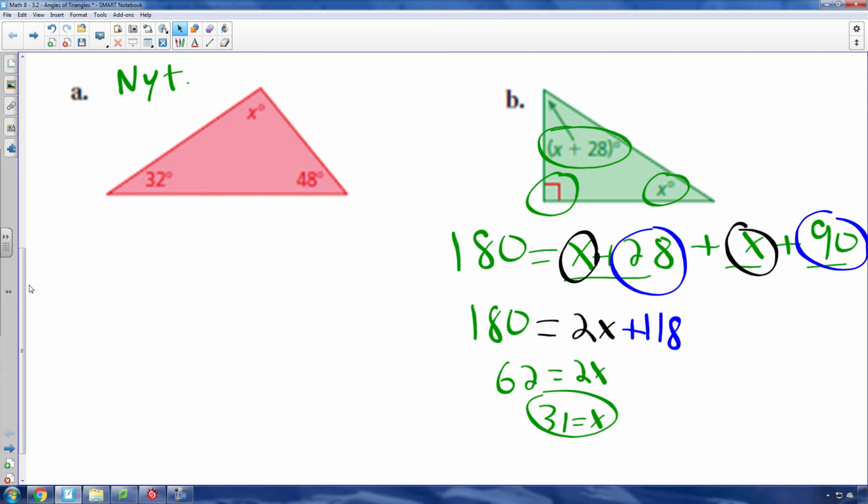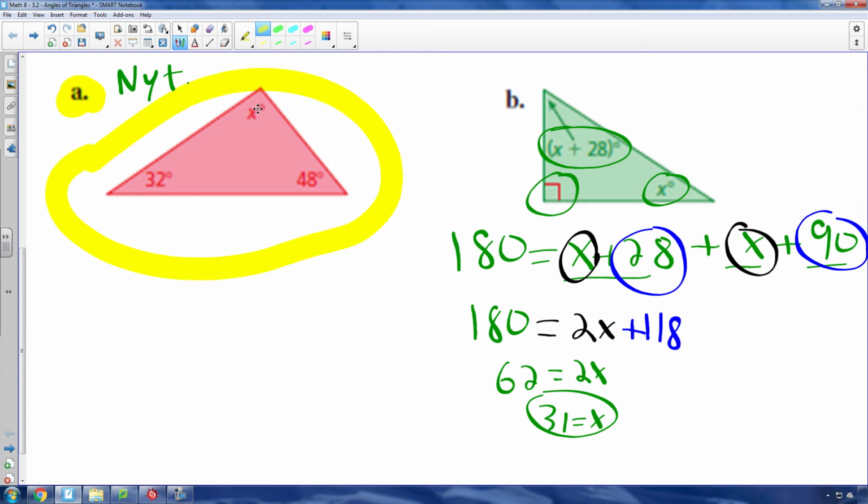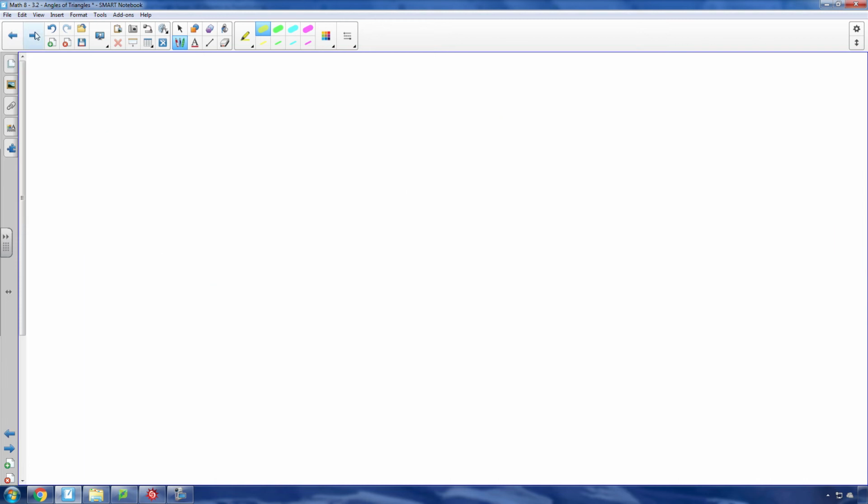So pause the video and try this problem. I'll be looking for it when I check, okay? So pause the video and make sure you try this problem right here, A. Give that a go, okay? And now we're going to move on. So hopefully you paused and tried that. Here we go.